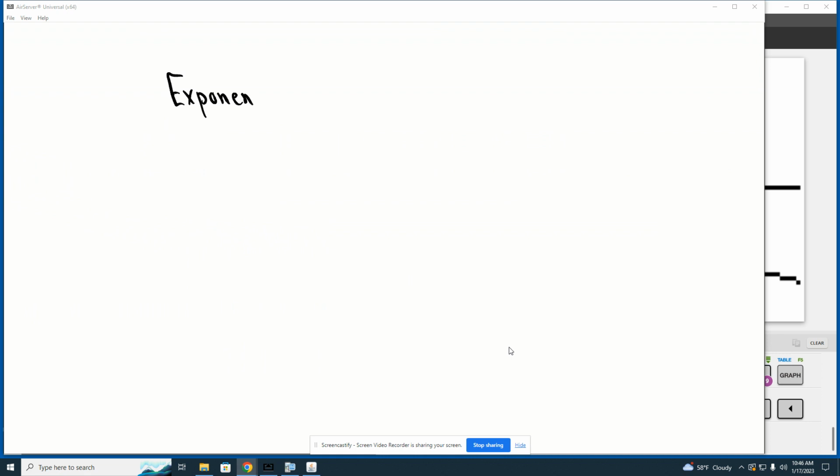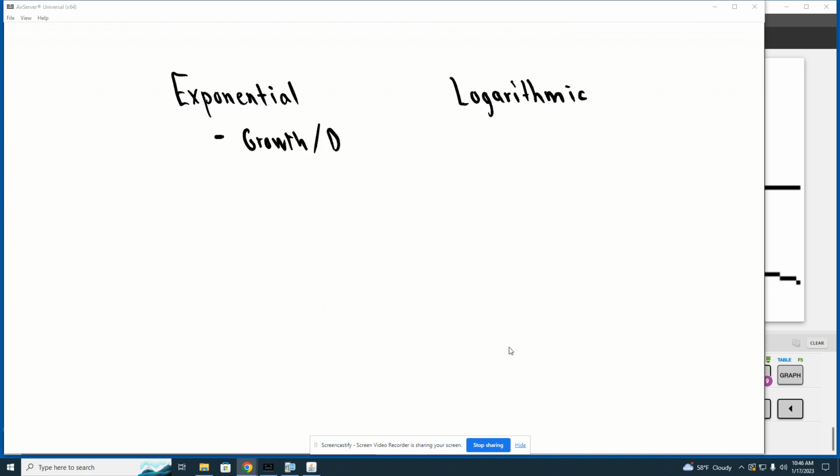Exponential and logarithmic. Now, up to this point, which one of these have we actually graphed? Exponential. Yep, we've graphed these exponents. Remember, we called them either exponential growth or exponential decay. And when we graphed these, I introduced something that was kind of new to us. It was this word that started with an A. Anybody remember it? Asymptote.